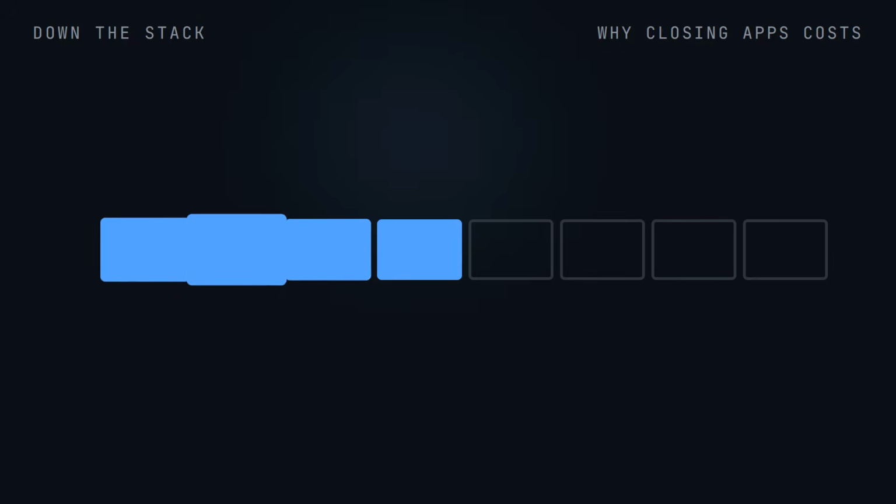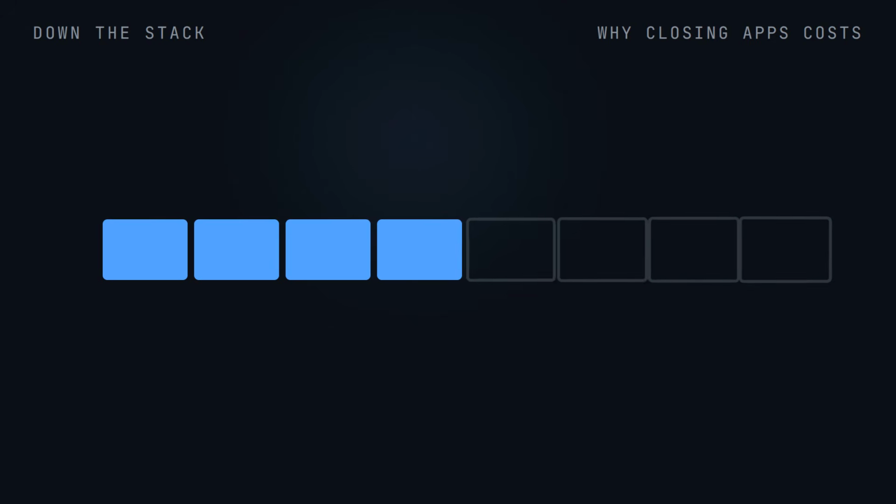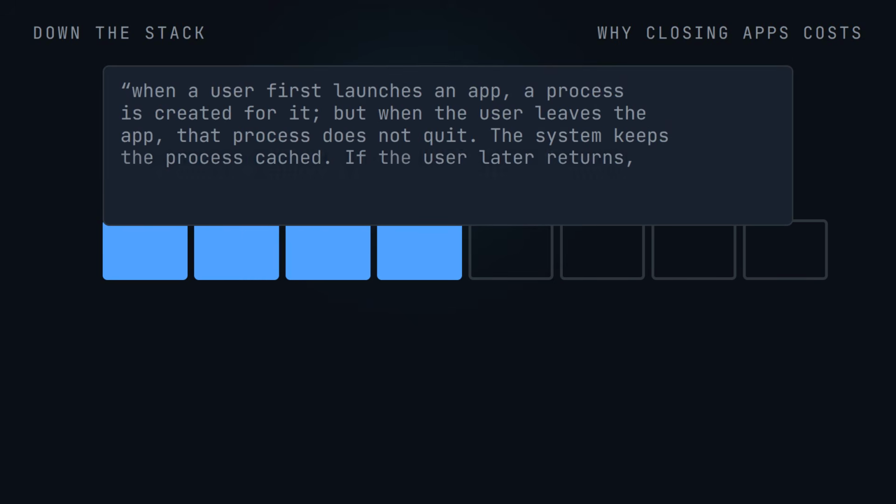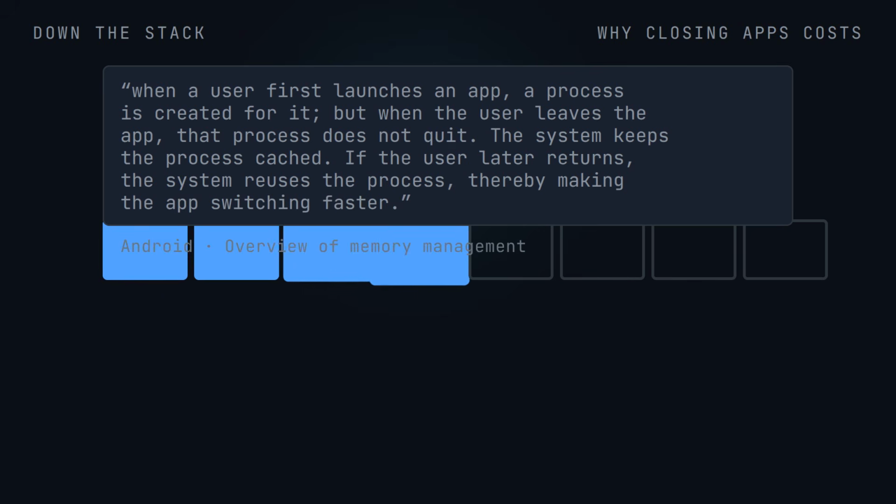Because that space is not storage, it is a cache. Google's own memory documentation puts it plainly. When someone first launches an app, a process is created for it. But when the person leaves, that process does not quit. The system keeps the process cached. If the person later returns, the system uses that same process again, which is what makes switching between apps faster.